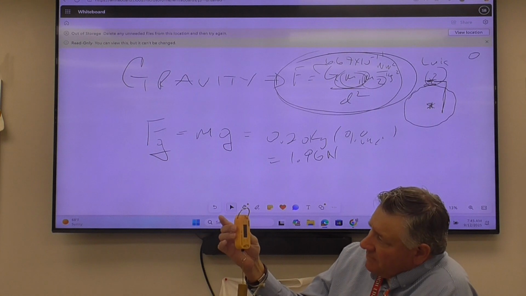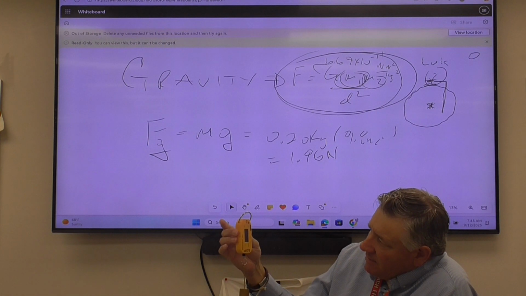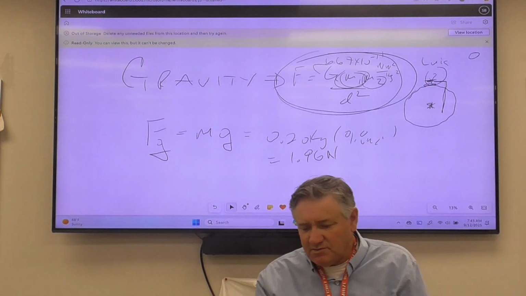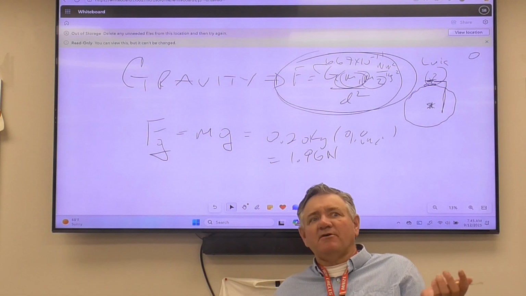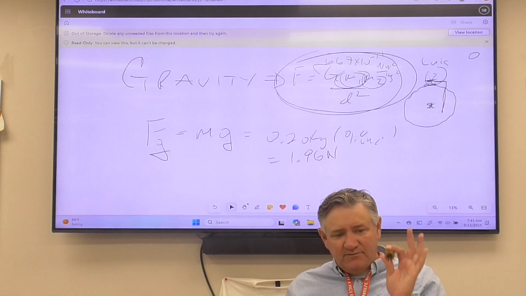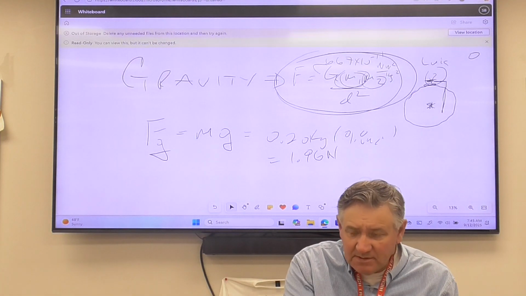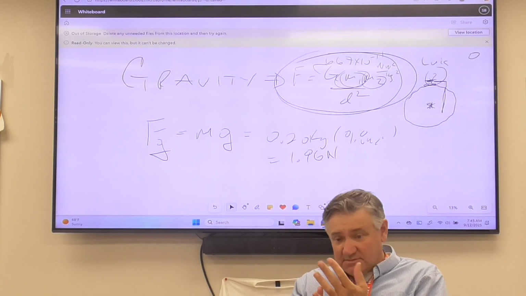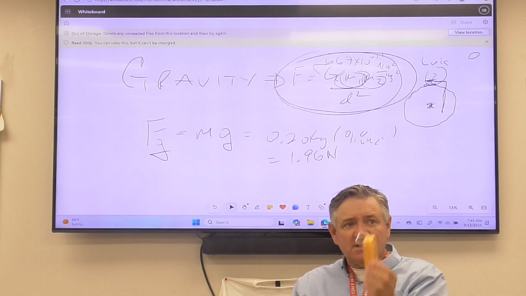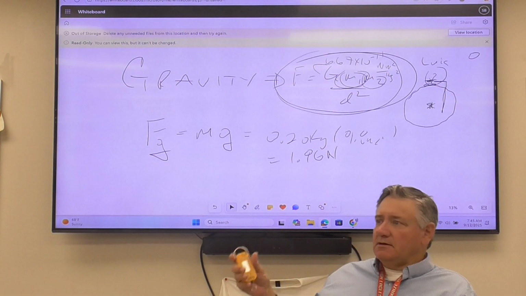So I lift this up, and it reads, oddly enough, 1.95 newtons. Should read 1.96, hey, we're off by a hundredth of a newton. So there's two ways you can find the weight of anything. If you know its mass in kilograms, multiply that by 9.8 meters per second squared. Or you just take a Newton scale and you lift it up.